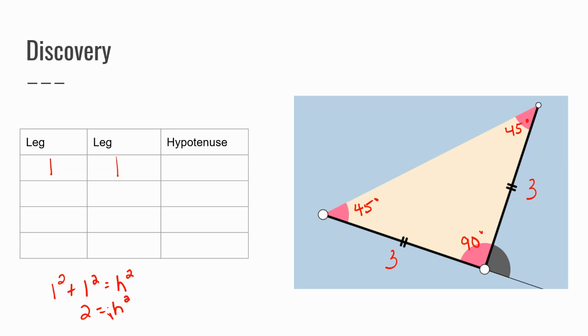And then to get rid of the square, we're going to take the square root of both sides. And we're also going to keep these in terms of simplest radical form. So our hypotenuse here is going to be just the square root of 2. Now, if I have sides of 2, let's do the same thing. 2 squared plus 2 squared is going to be equal to our h squared. So 4 plus 4 is equal to our h squared. H squared then is equal to 8.